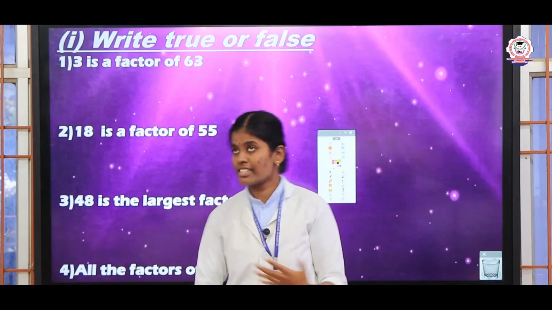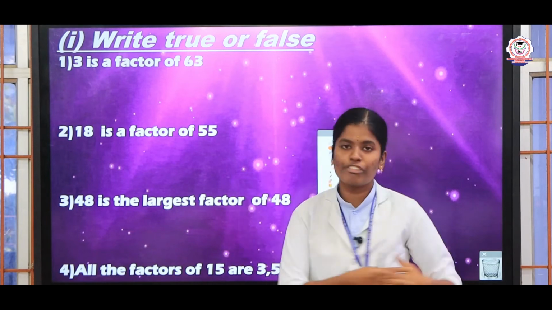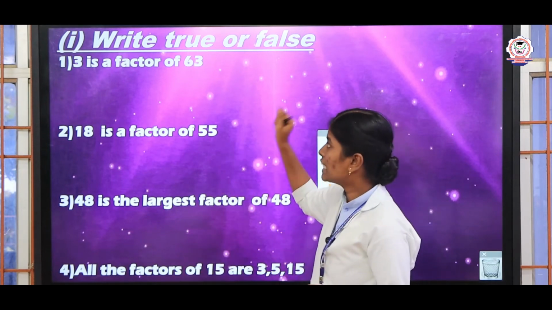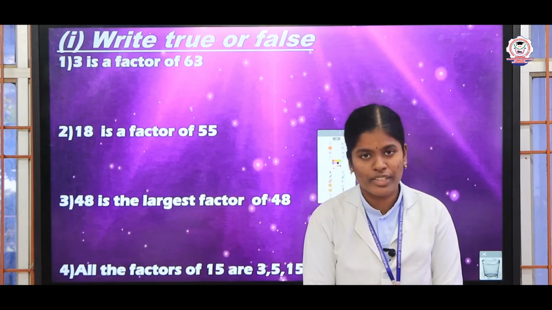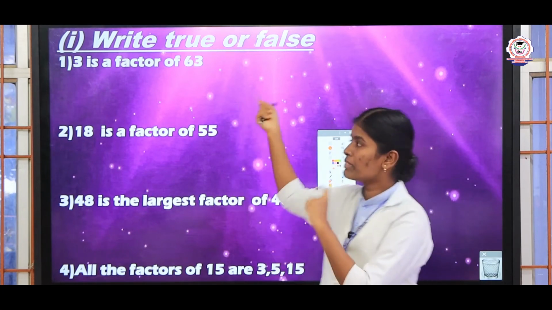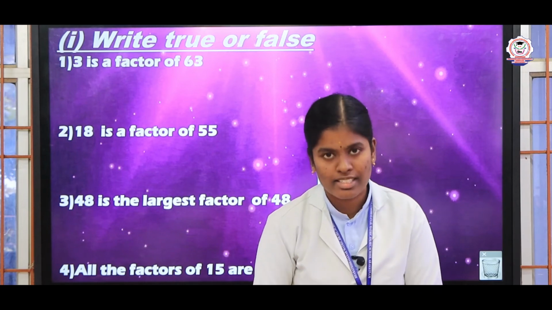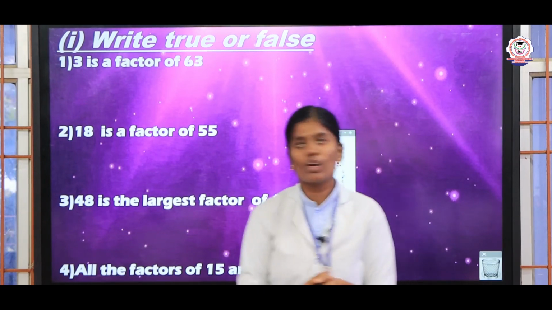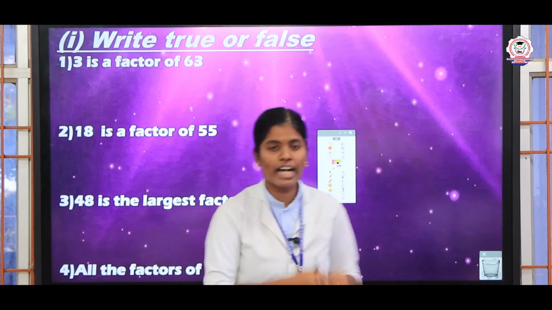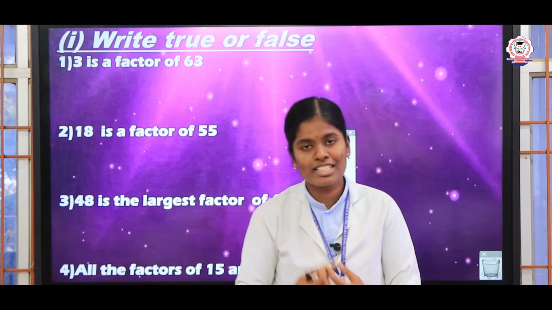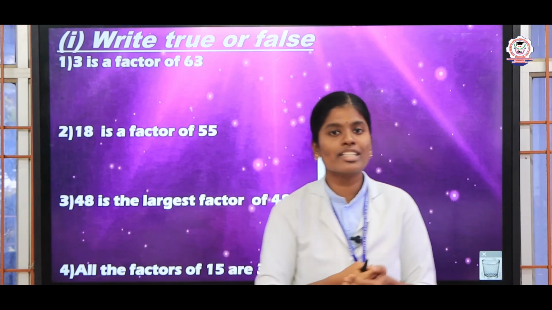Our first exercise problem: write true or false. We have the question, 3 is a factor of 63. You all know that to check this, you are going to do the division. If the remainder is 0, that is yes. A non-zero remainder means no. We have the question 63 and 3. 63 is the dividend and 3 is the divisor.